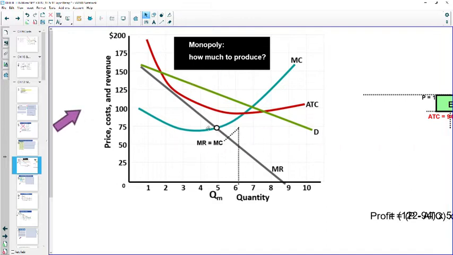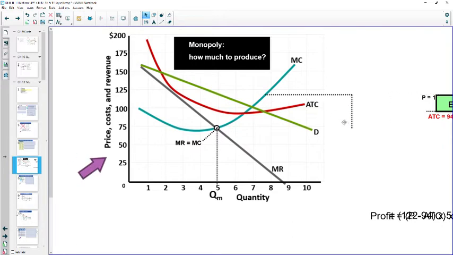For any of our businesses, the optimal place to be is where marginal revenue equals marginal cost. Wouldn't make sense to stop at 4 units because the marginal revenue is greater than the marginal cost. You keep going till you get to the intersection. Wouldn't make sense to go past that because the marginal cost is above marginal revenue. But then we have to figure out, are we making a profit?